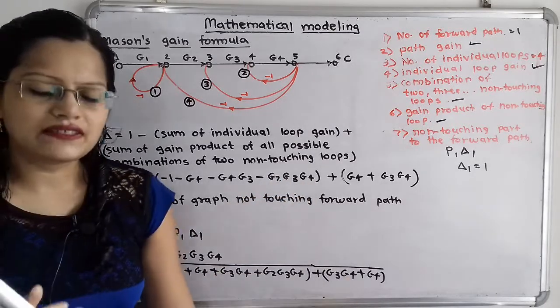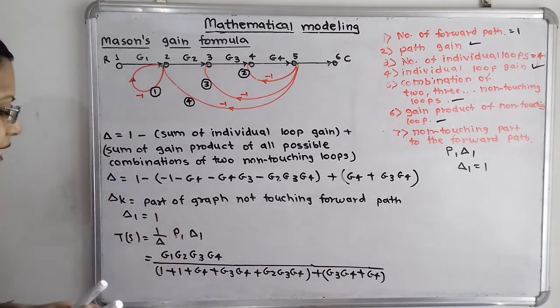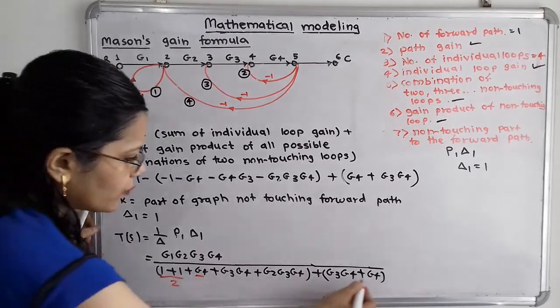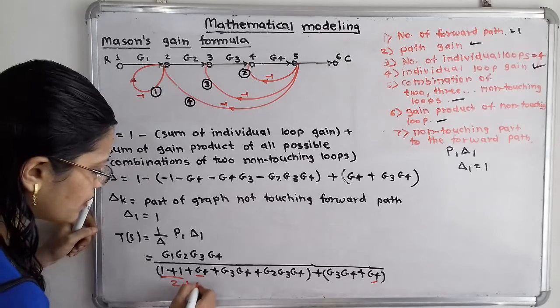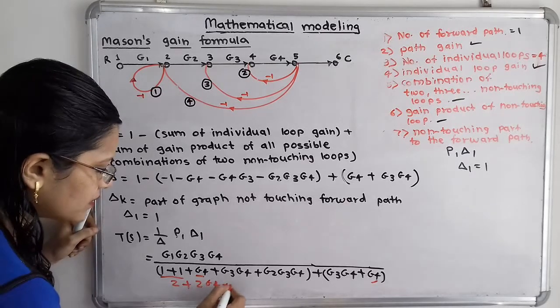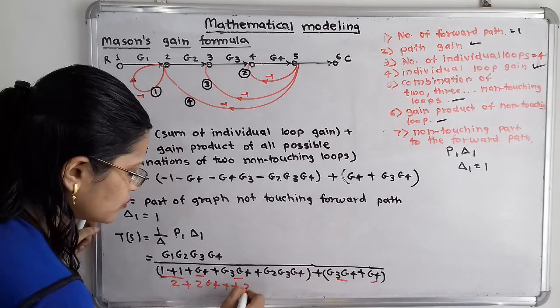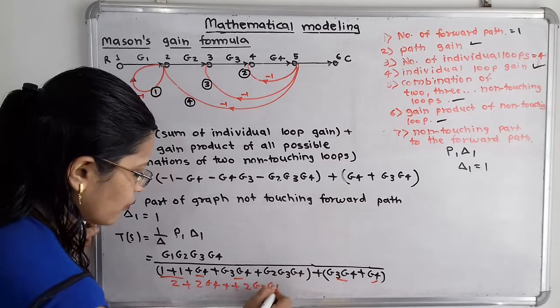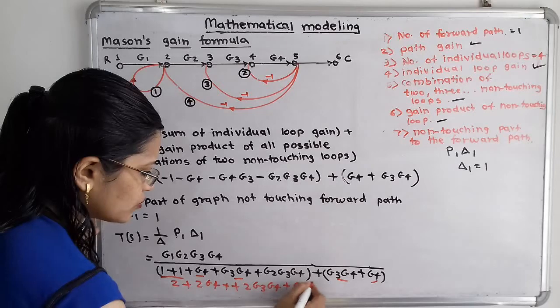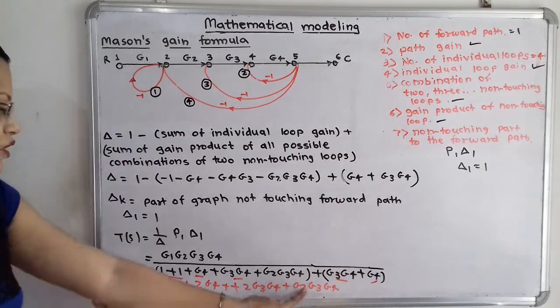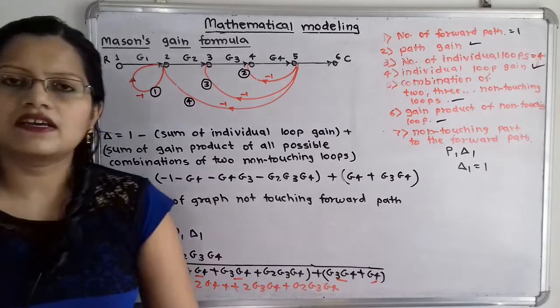Now we can simplify this: combine 1 plus 1, that is 2. Then G4 and G4 give 2 G4. Then G3 G4 and G3 G4 give 2 G3 G4, plus G2 G3 G4. So this is the simplified form of the denominator, and this is the final answer.